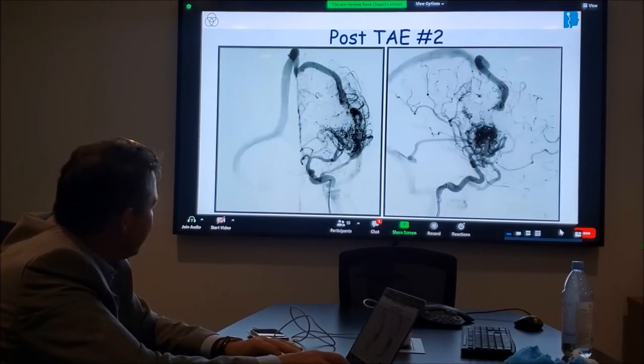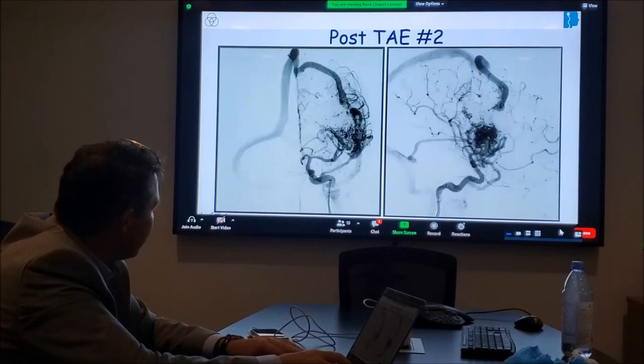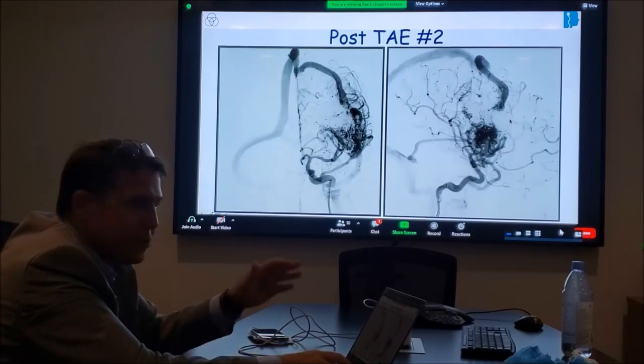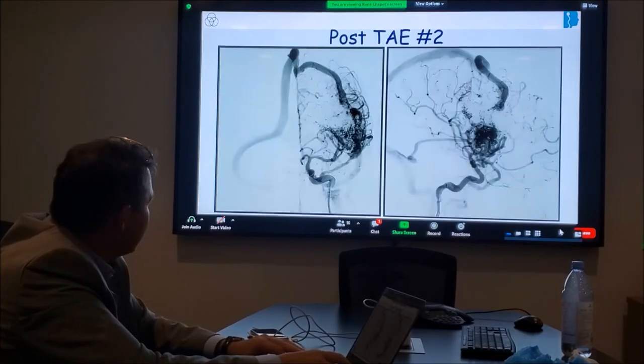And if you look at this, then I did a trans-arterial part this year, getting through those anastomoses. This was trans-arterial number 2. So first arterial, then venous, then arterial again. Then trans-arterial number 3, which artery did you use?